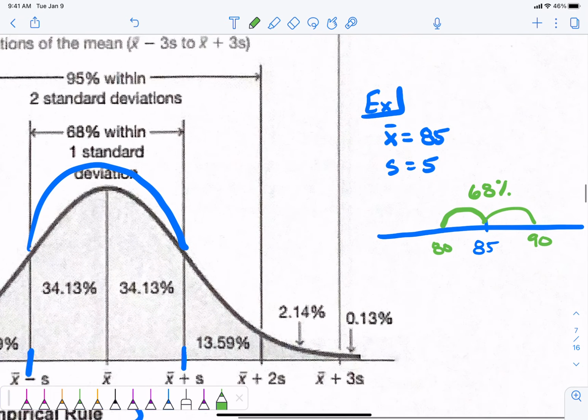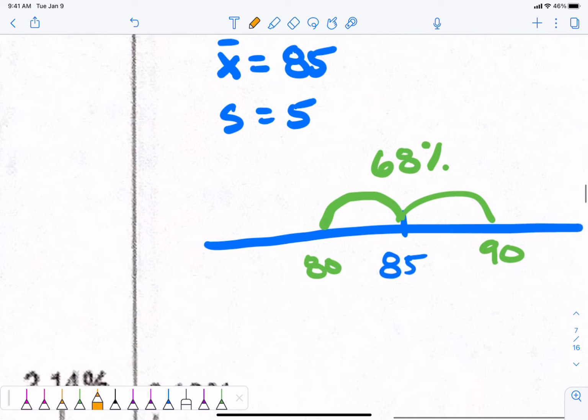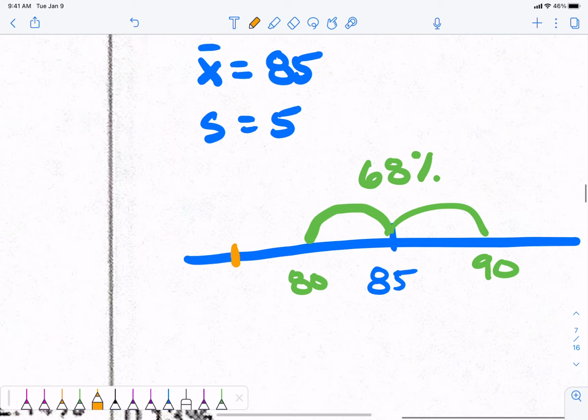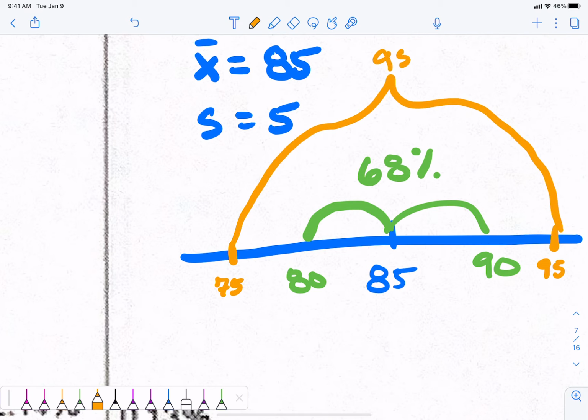Now, in addition to that, 2 standard deviations would be 95%. So let's do another standard deviation. If I subtract 5 and add 5 more, that would be 75 to 95, right? And according to the empirical rule, this says that 95% of my students are going to score in that range. Does that make sense? Yeah, maybe?